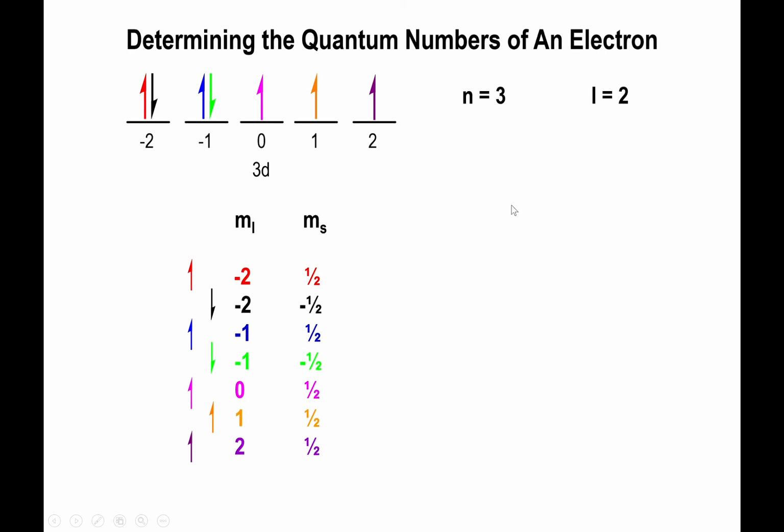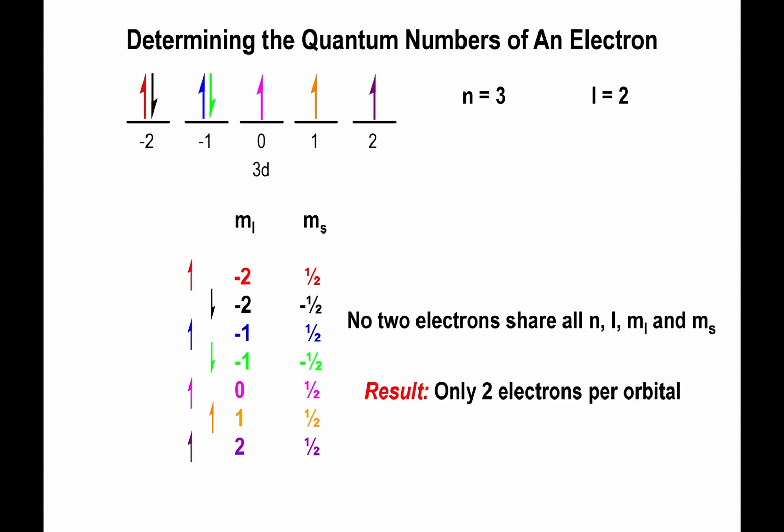And altogether, of course, you have to remember that each one of these electrons has n equals 3 and l equals 2, also associated with the other two quantum numbers. So this is a graphical way of showing what kind of electrons you have. And in the entire picture, what you can see is that no two electrons share the same n, l, m sub l, and m sub s. At the very least, one of these numbers is going to be different.